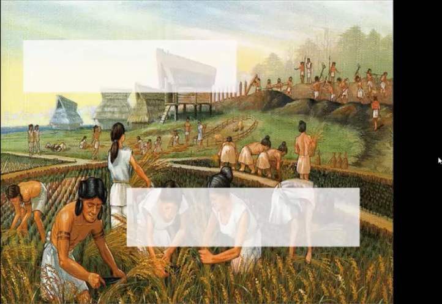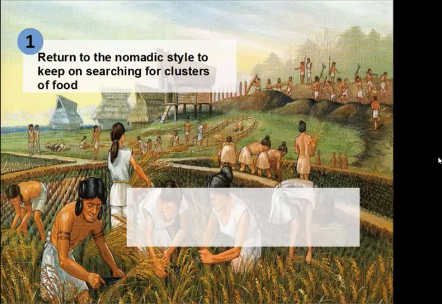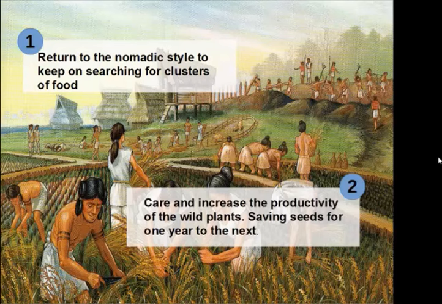So they had two solutions. First one, well, return to this nomadic style and keep on searching for clusters of food, moving constantly every time one part or one cluster of where they can gather starts to decrease also. But there's another solution. Actually, solution number 2. Take care and increase the productivity of the wild plants that you actually have.